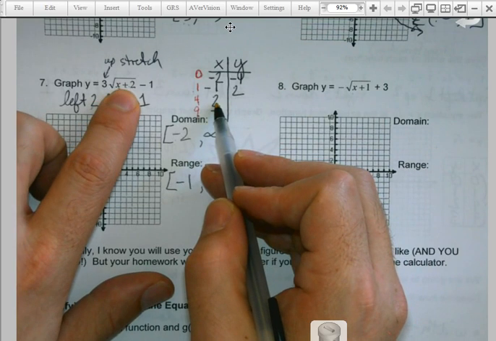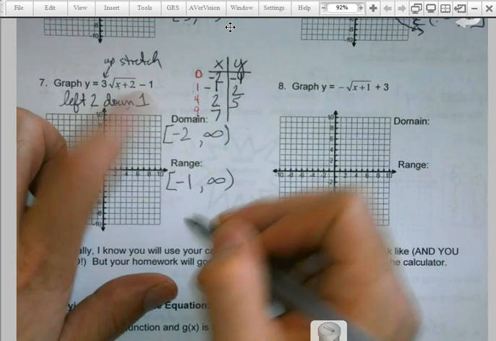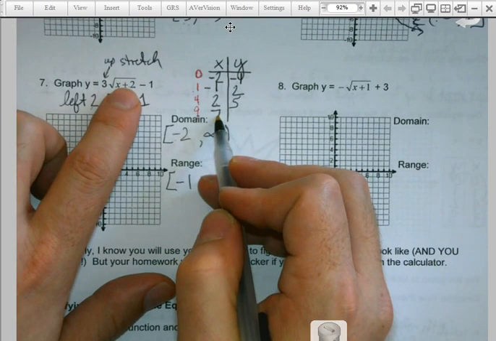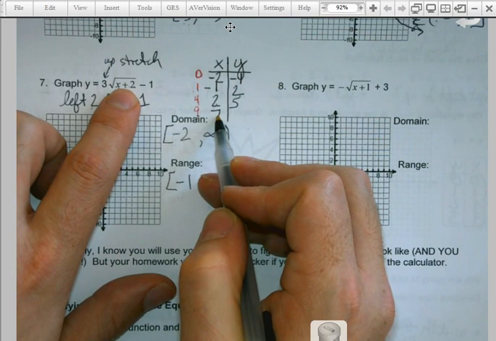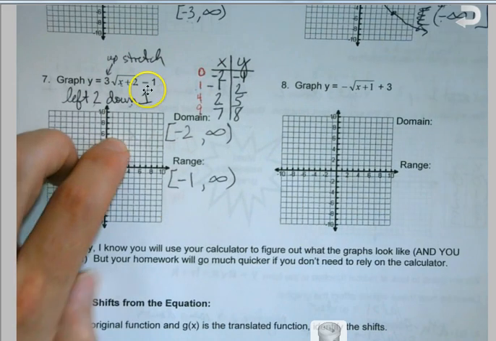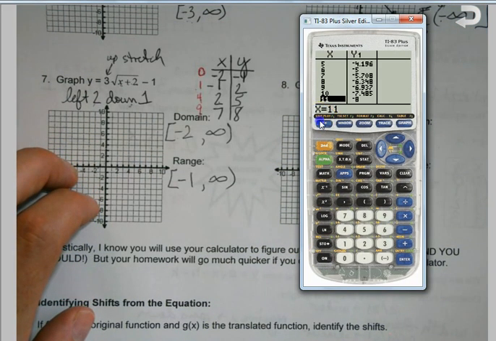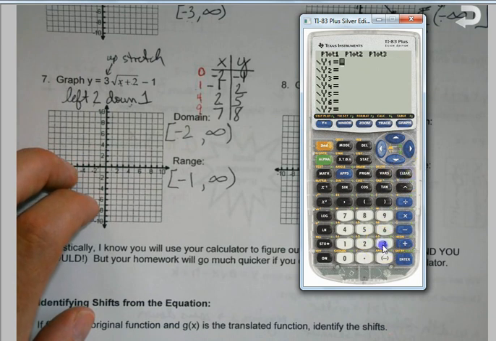2 plus 2, my x, so it'd be 4. Square root of 4 is 2. 2 times 3 is 6. -1 is 5. And finally, 7 plus 2 is 9. The square root of 9 is 3. 3 times 3 is 9, -1 is 8. Now let's see if the calculator agrees with us. And if we have a calculator in our brains, which we do, we just don't use it sometimes. So I'm still going to go ahead, I'm going to type this in just like we've been doing on the other ones. But we're going to prove to ourselves that we don't need no stinking calculator.